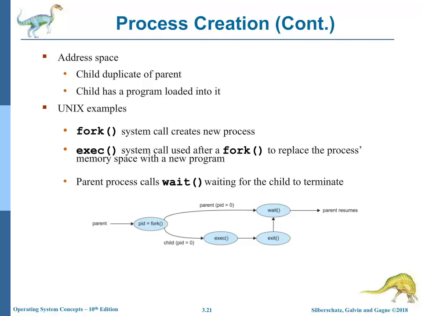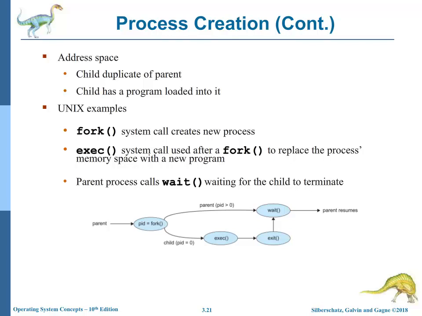This mechanism allows the parent process to communicate easily with its child process. Both processes, the parent and the child, continue execution at the instruction after the fork system call, with one difference. The return code for the fork is 0 for the new child process, whereas the non-zero process identifier of the child is returned to the parent.